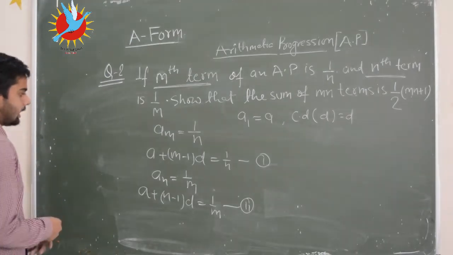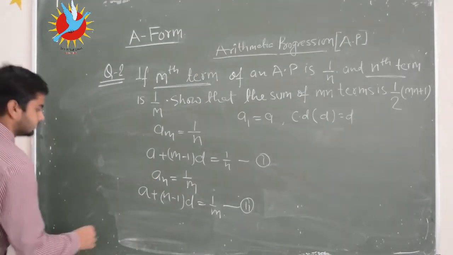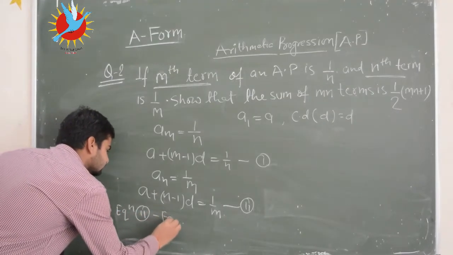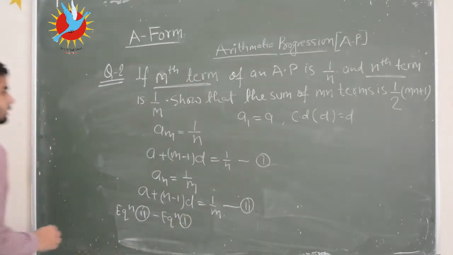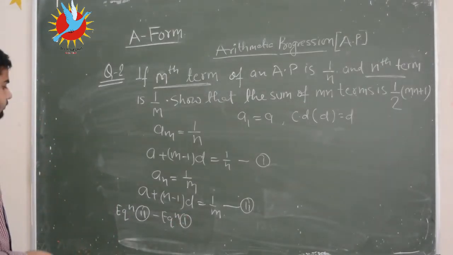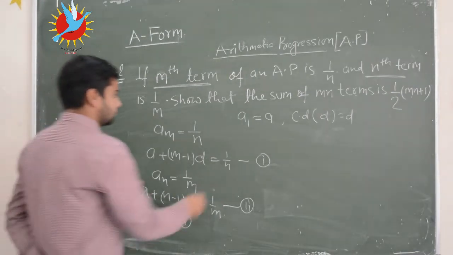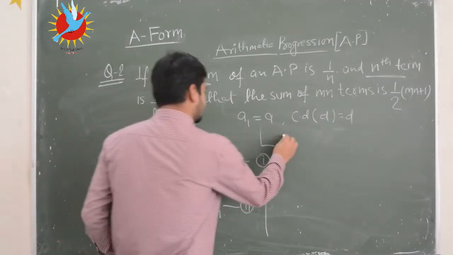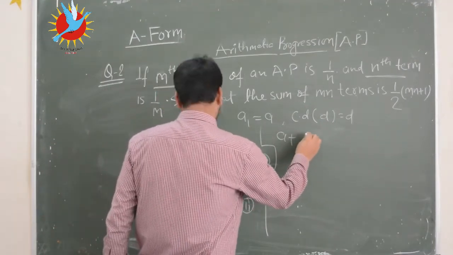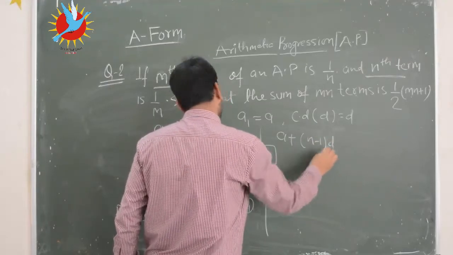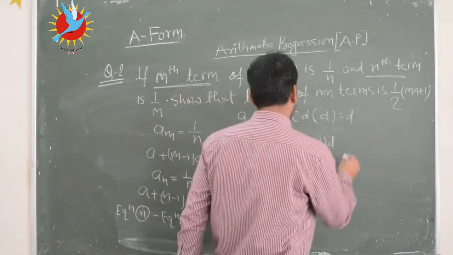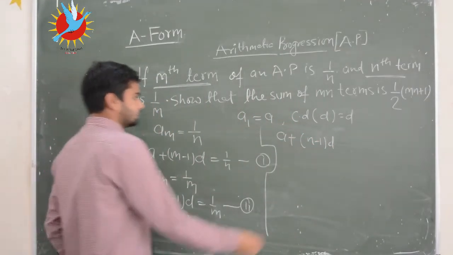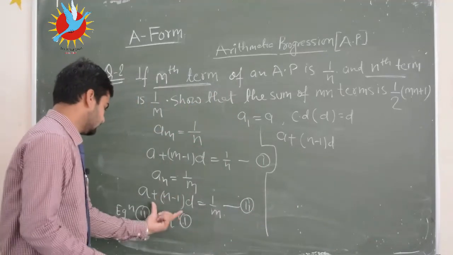Okay, so I am going to solve these two equations. Here I am subtracting equation 1 from equation 2. Equation 2 is this and equation 1 is this. So the left side will be subtracted from the left side, and the right side will be subtracted from the right side. So here we subtract a plus (m minus 1) into d from a plus (n minus 1) into d.